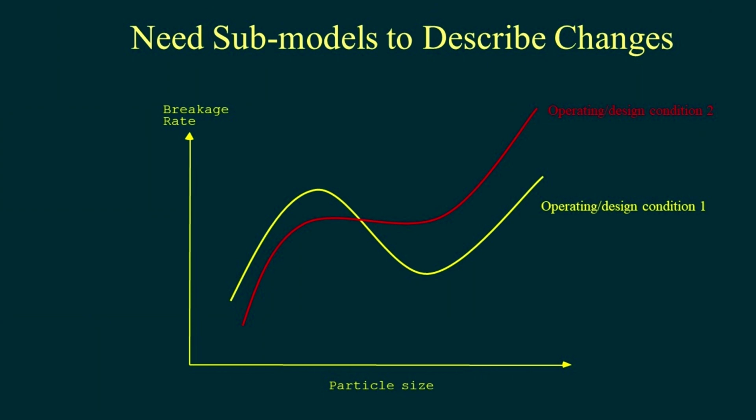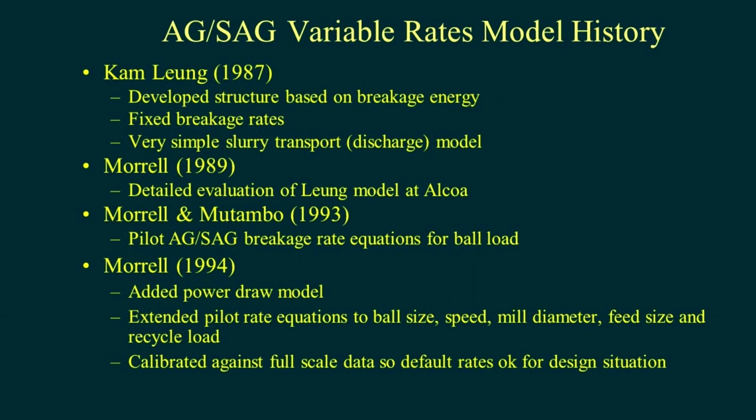And the trick in modelling is to be able to develop equations that describe that change from there to there, and from there to there, and from there to there, describe it in terms of what I actually did. In this particular case, it's ball load. And that is what the variable rates model does, which was developed back in the 1990s and still is the most popular AG and SAG mill model there is. It still sits in JKSimMet.